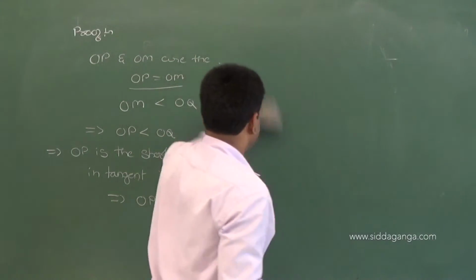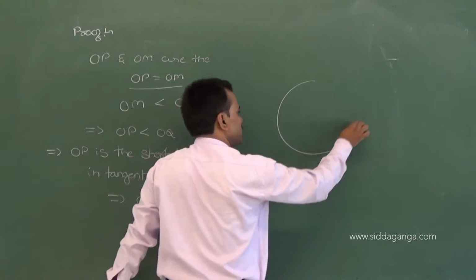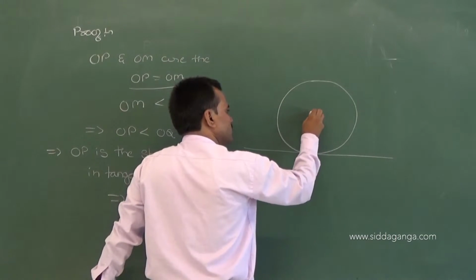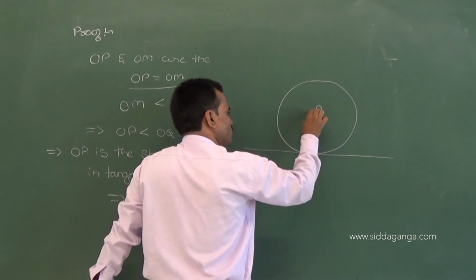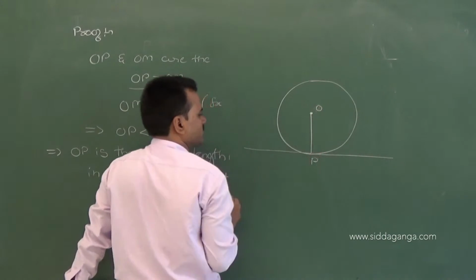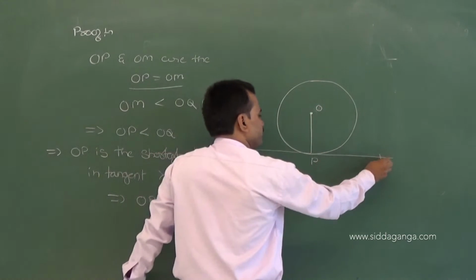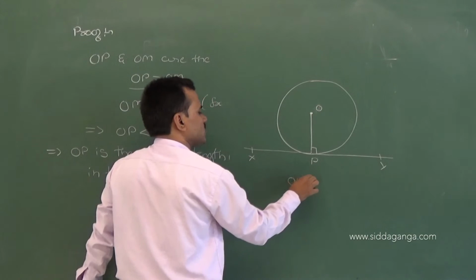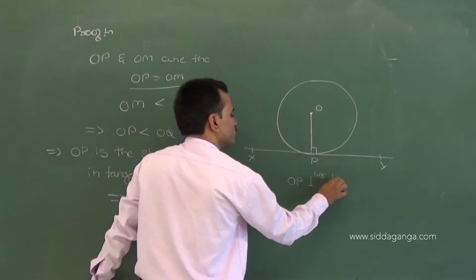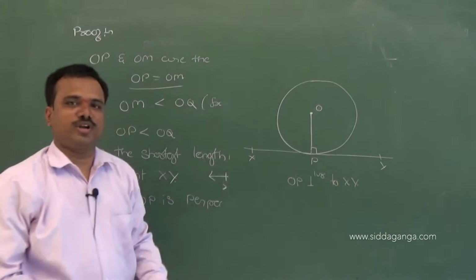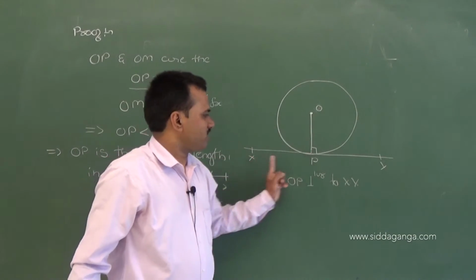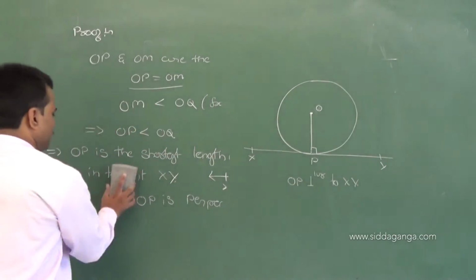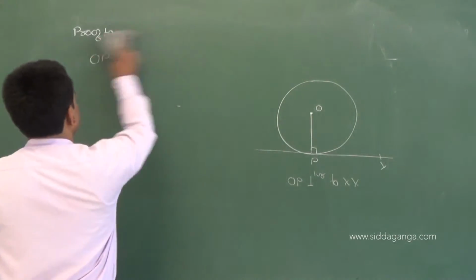This proof is over. The first theorem says that in a circle, if you draw a tangent, this point is called O, and this point of contact we call P. The OP, radius of the circle, is always perpendicular to XY. This is a very important concept. OP is always perpendicular to XY. Theorem 1 is over. We will see the next theorem, theorem 2.